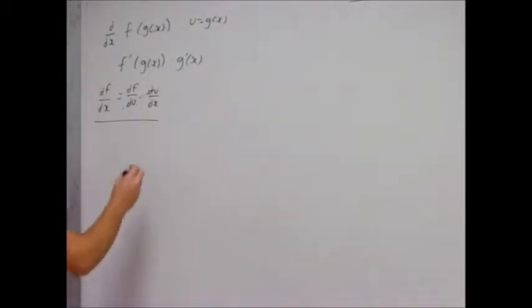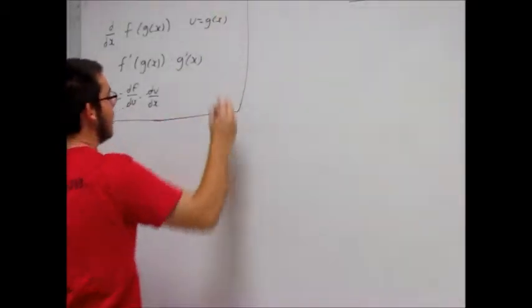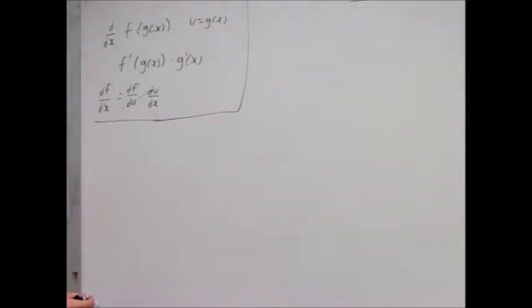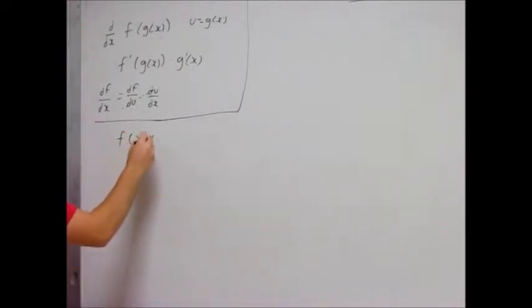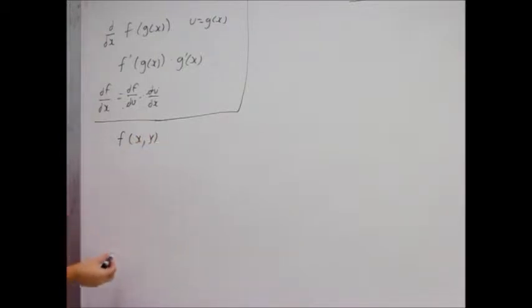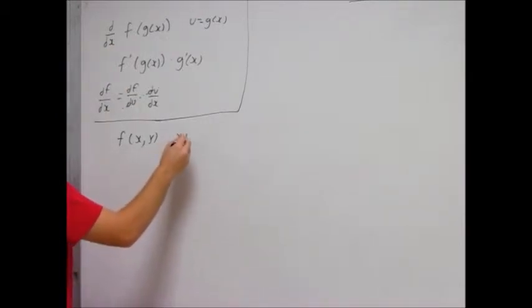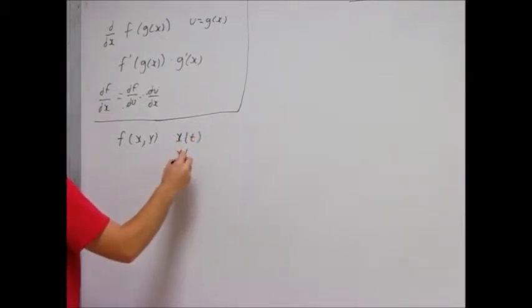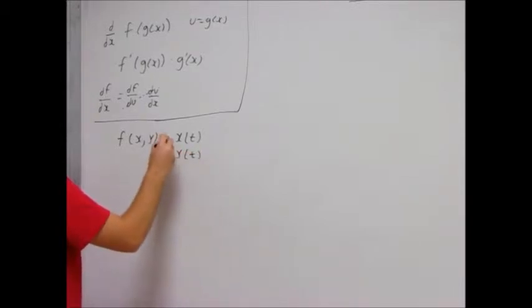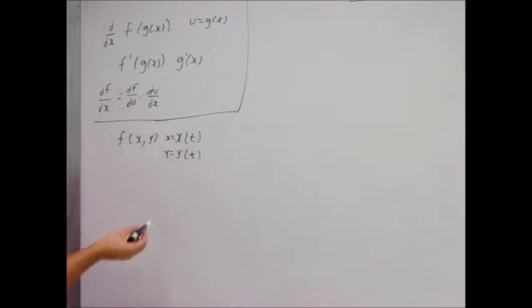And there's a similar thing for functions of many variables. For the multivariable version, we consider a function of x and y, and x and y, like g of x, are also functions themselves of some variable t. So x is x of t and y is y of t. And so let's say you want to take, for example, the derivative of f with respect to t. It's also called the total derivative.